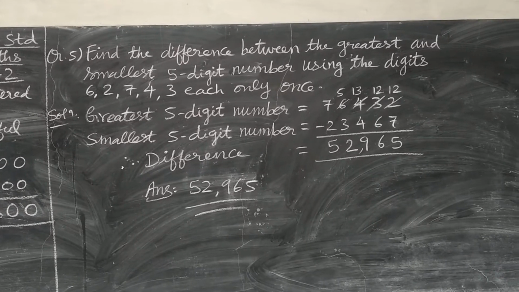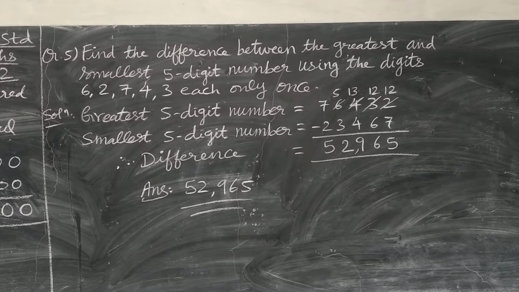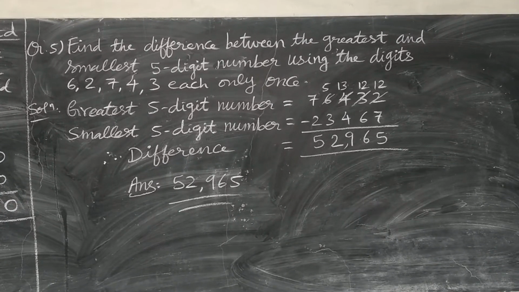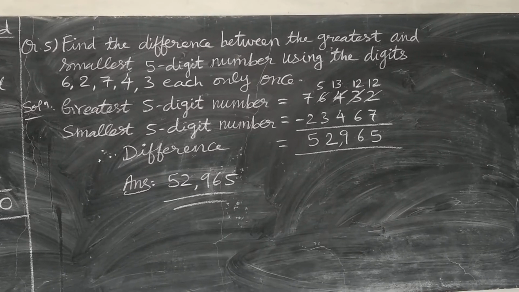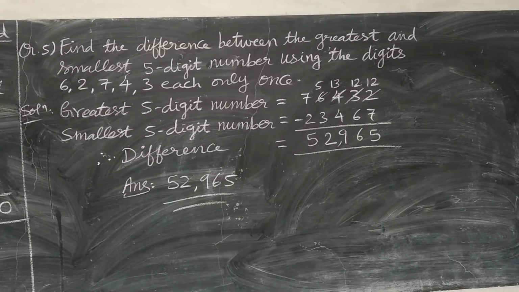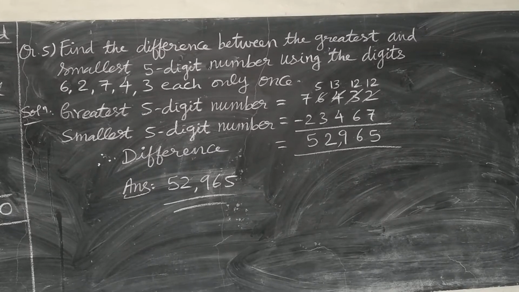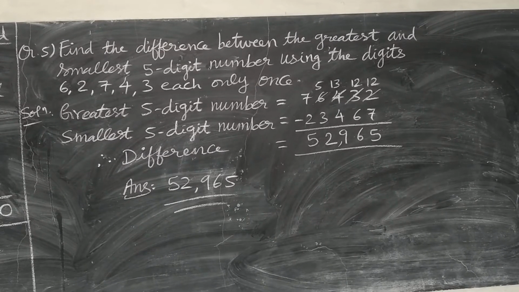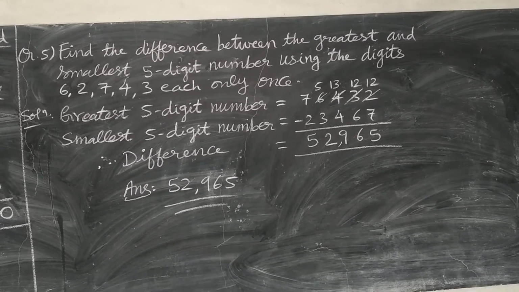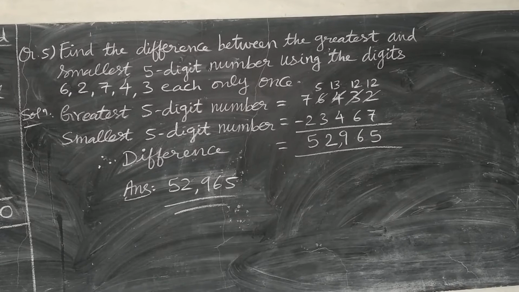So 76,432 minus 23,467. Start from ones place. 2 minus 7 it is not possible. So you have to borrow 1 from the number 3 which is there in tens place. When you borrow 1, 2 becomes 12. 12 minus 7, 5. In tens place 3 is there.